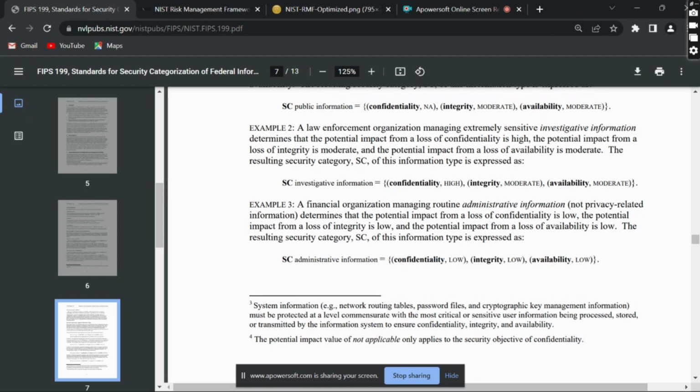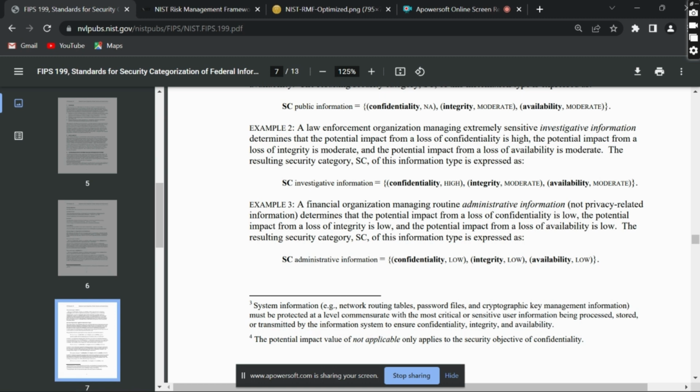Let's do example 2. A law enforcement organization managing extremely sensitive investigative information determines that the potential impact from a loss of confidentiality is high. The potential impact from a loss of integrity is moderate, and the potential impact from a loss of availability is moderate. The resulting security category, which is the SC, come down here for the formula. The SC of investigative information: confidentiality is high, integrity is moderate, availability is moderate.